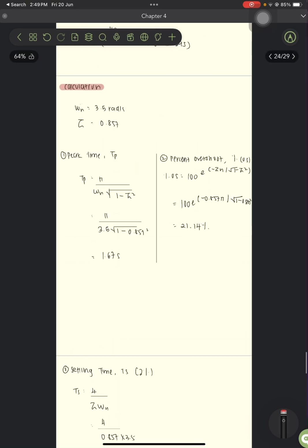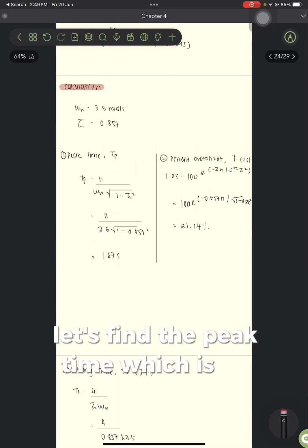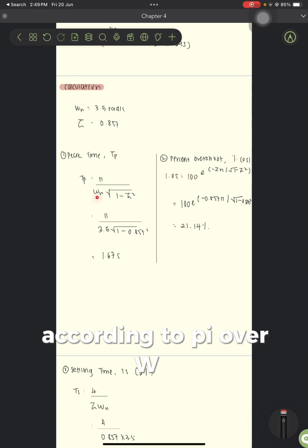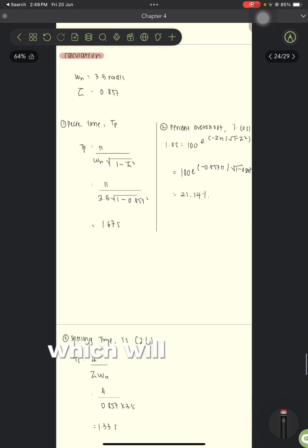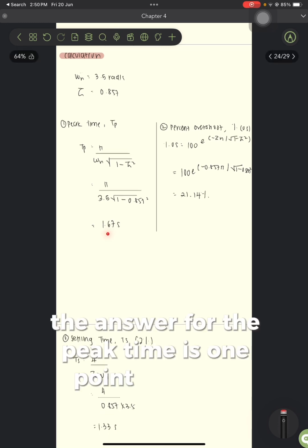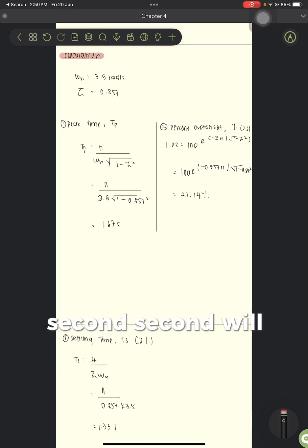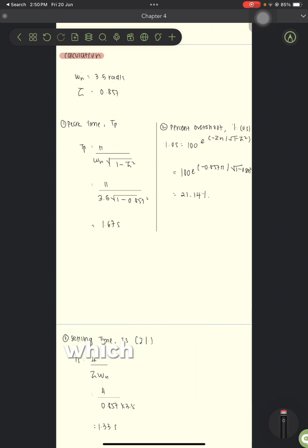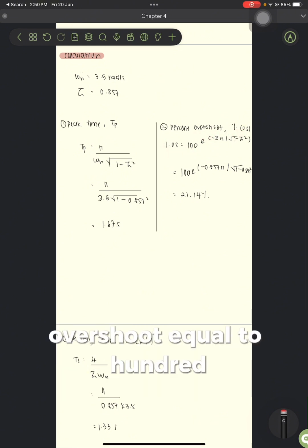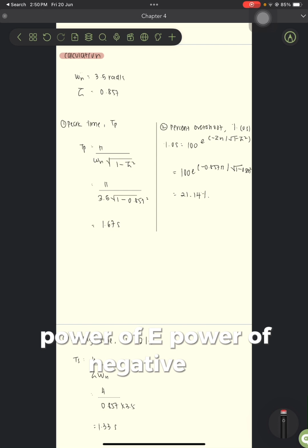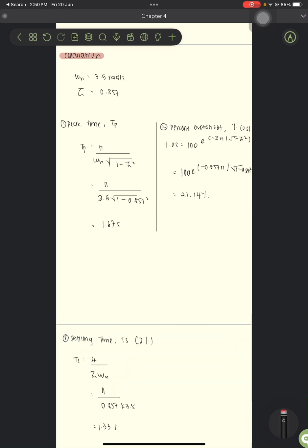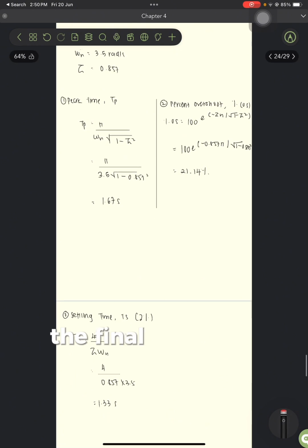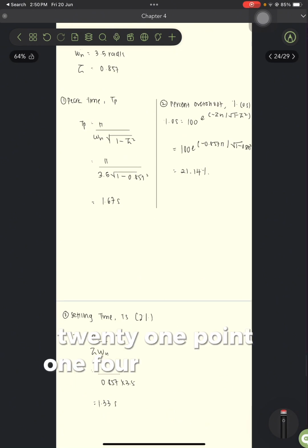Utilizing both pieces of information, we can find the peak time, percent overshoot and also settling time. First, let's find the peak time, which is Tp equals pi over Wn multiplied with the square root of 1 minus zeta squared. The answer for the peak time is 1.67 seconds. Second is the percent overshoot, which equals 100 times e to the power of negative zeta pi divided by the square root of 1 minus zeta squared. The final value is 21.14 percent.